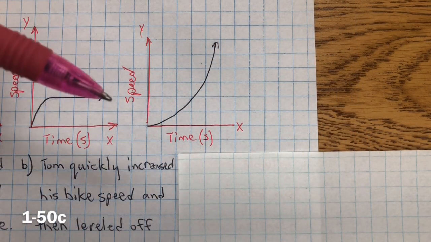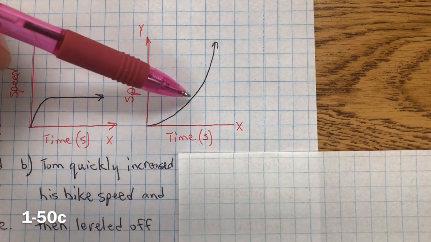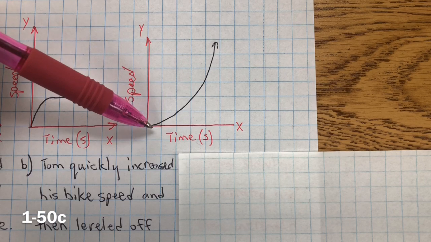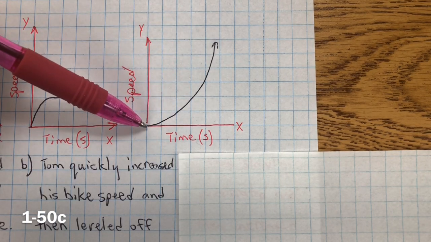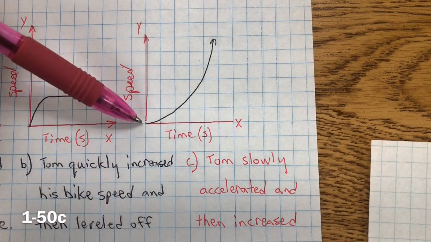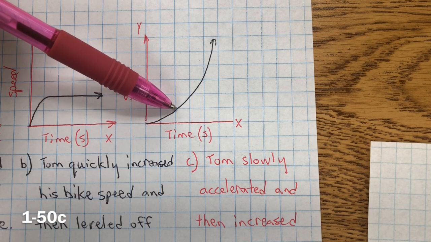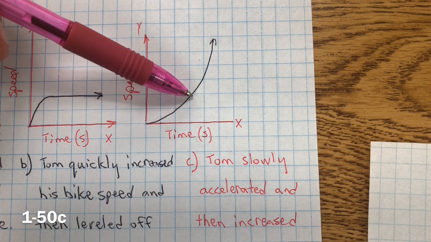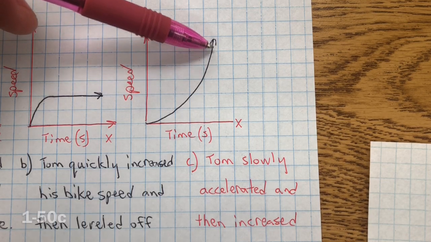For C, we can see that it starts at the origin, but again, it's not at a constant rate. It slowly curves. So this graph is non-proportional. So Tom slowly accelerated. It's not as steep, but now it's getting steeper and steeper. So then he increased his speed rapidly.